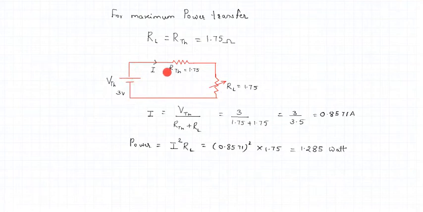So it turns out to be VTH is 3 volts, RTH and RL are 1.75 ohms respectively. Adding them, it is a ratio of 3 by 3.5, which turns out to be 0.85 amperes. And power is I square into RL, which gives us a power of 1.28 watt. So the maximum power which is delivered by this network to the load is 1.28 watt, and to obtain this maximum power, the load resistance must be equal to the source resistance.